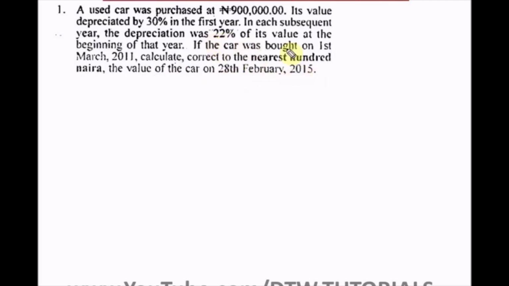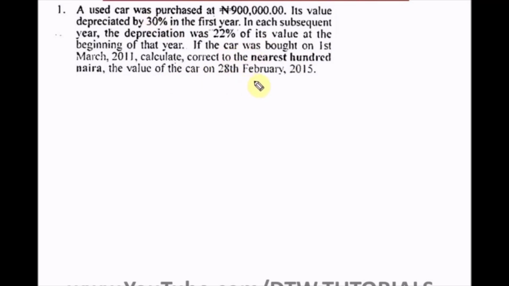Okay, so if the car was bought on the 1st of March 2011, we should calculate to the nearest 100 naira the value of the car on the 28th of February. The 28th of February should be the last day of February, then the next day is the 1st. The car was bought on the 1st, but we're told to calculate to the nearest 100 the value of the car after this depreciation.